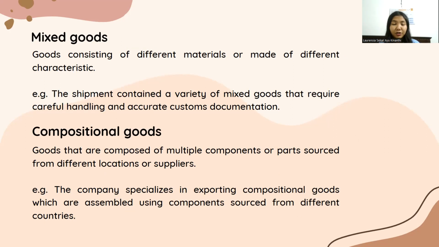Next one is composition of goods. It is goods that are composed of multiple components or parts sourced from different locations or suppliers. An example is, the company specialized in exporting compositional goods which are assembled using components sourced from different countries.